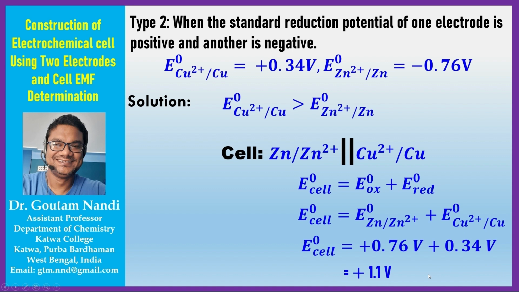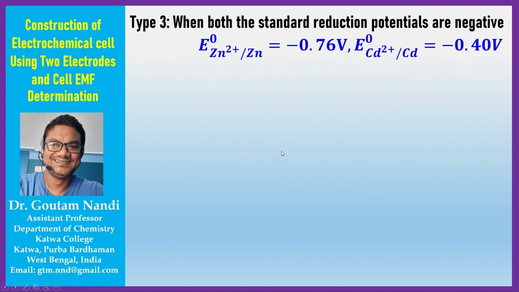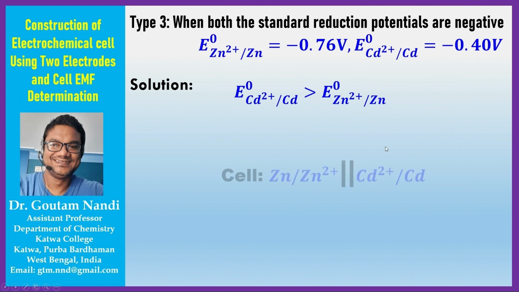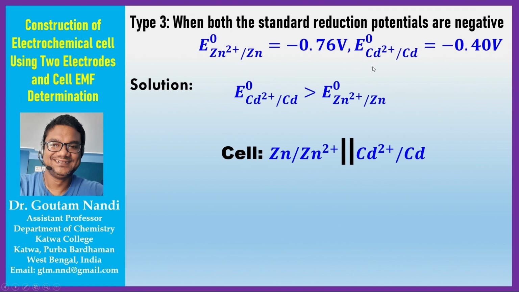Okay, next, when both the standard reduction potentials are negative, here E0 Zn2 plus Zn is minus 0.76, E0 Cd2 plus Cd equals minus 0.40 volt. In that case, what we will do, here you see Cd2 plus Cd is a greater value than the E0 Zn2 plus Zn. So reduction of Cd2 plus to Cd is much more favorable than the reduction of Zn2 plus to Zn.